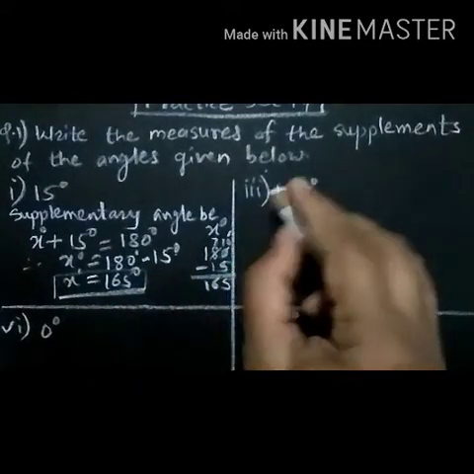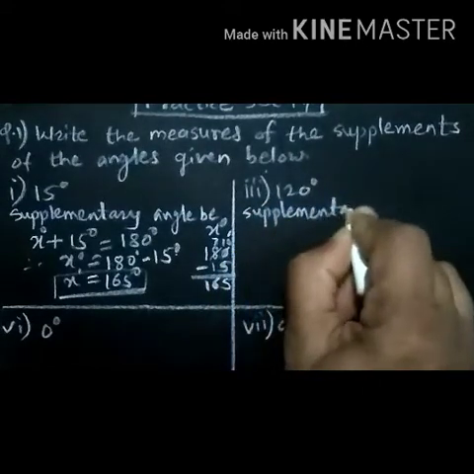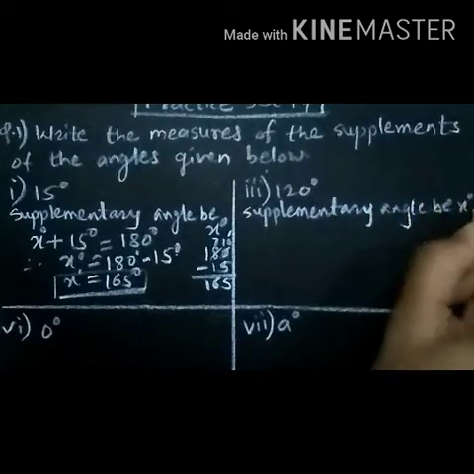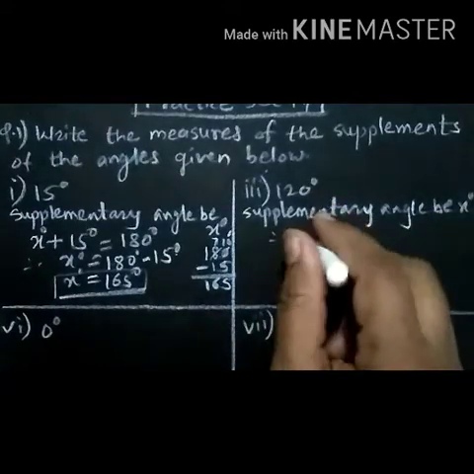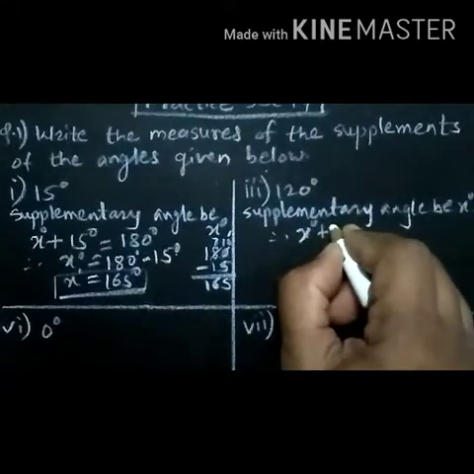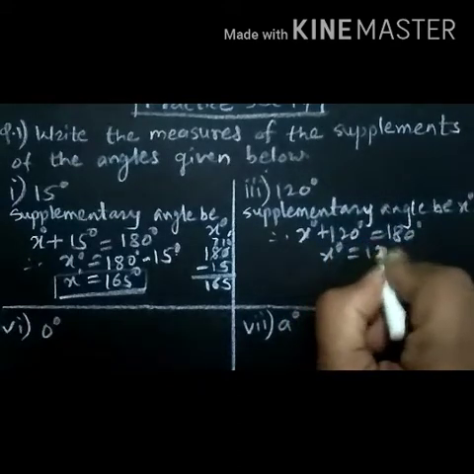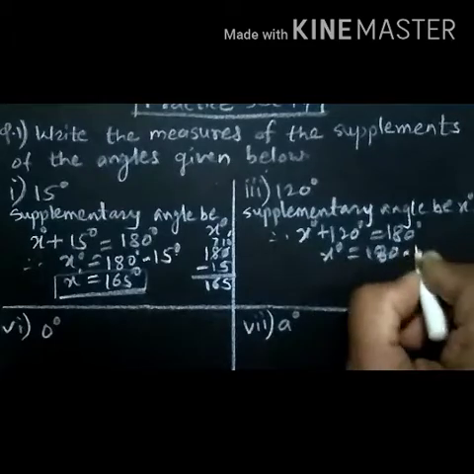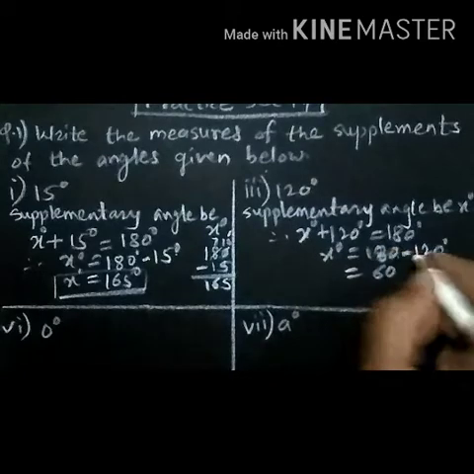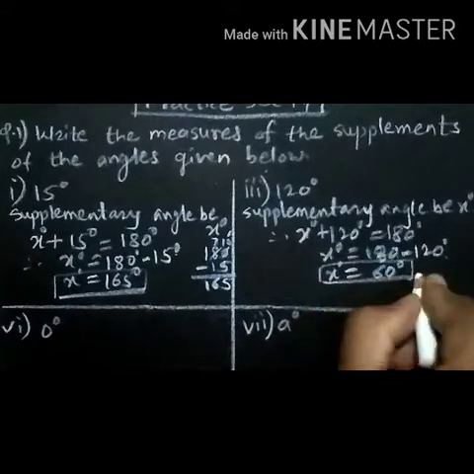Now let us see the third example, 120 degree. We have to find its supplementary angle. So consider the supplementary angle to be x degree. Therefore, according to the definition of supplementary angle, the addition of two angles is 180 degree. Therefore, x degree plus 120 degree is equal to 180 degree. Therefore, x degree is equal to 180 minus 120, that is 0 minus 0, 8 minus 2, that is 6, and 1 minus 1, that is 0. So 60 degree. So here x is equal to 60 degree.